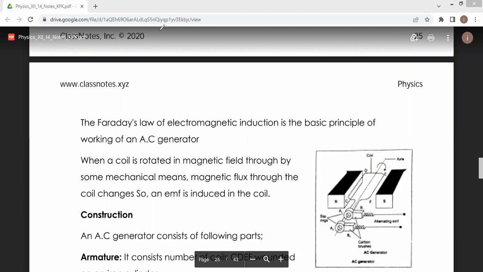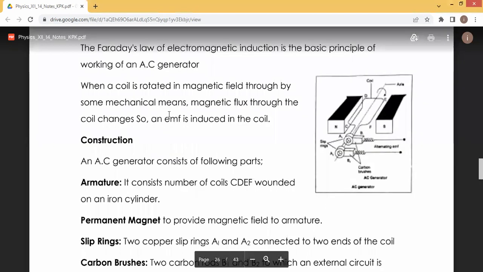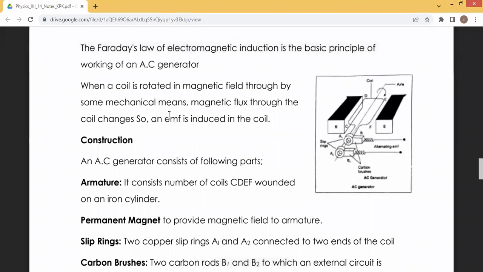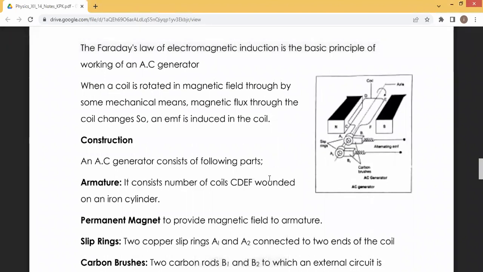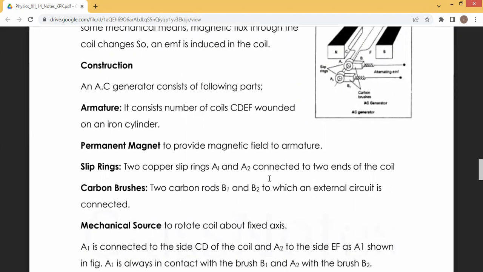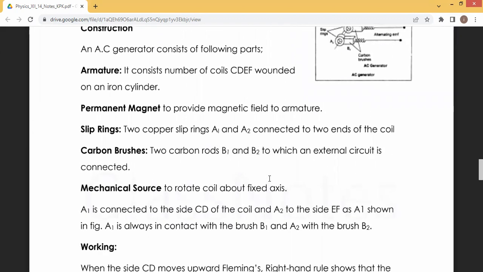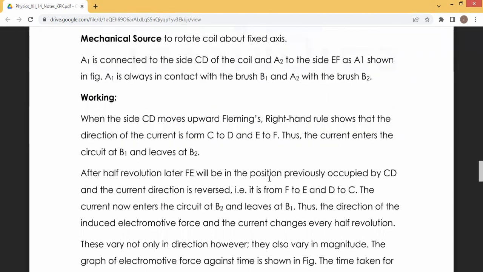An AC generator mainly consists of an armature. The armature consists of a number of coils C, D, E, F mounted on an iron cylinder, then a permanent magnet to provide magnetic field to the armature, slip rings, two slip rings are used, carbon brushes, and mechanical sources.